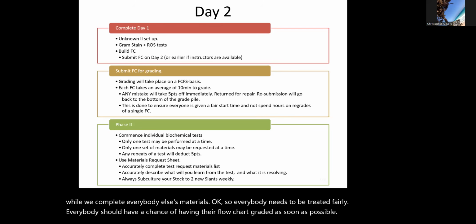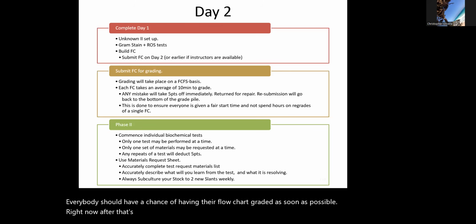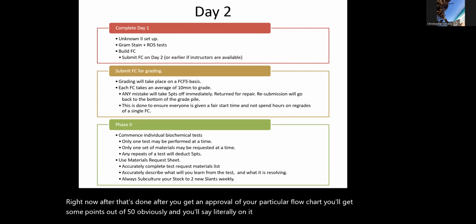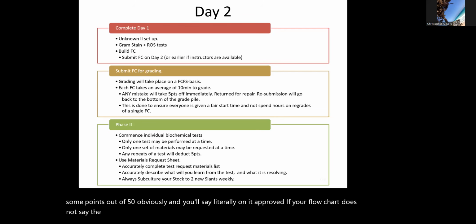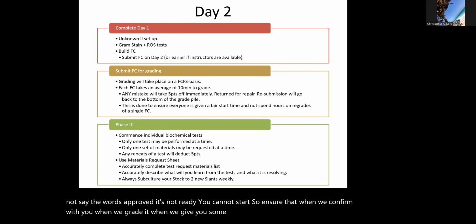Now, after that's done, after you get an approval of your particular flowchart, you'll get some points out of 50, obviously, and it'll say literally on it, approved. If your flowchart does not say the word approved, it's not ready. You cannot start. So ensure that when we grade it and give you some numbers, your flowchart says the word approved, okay?